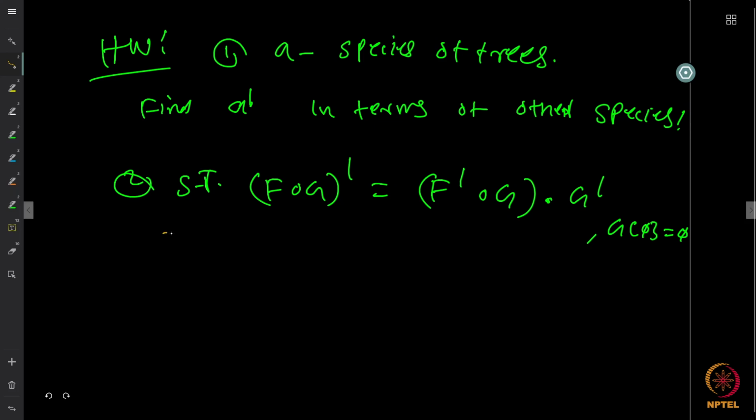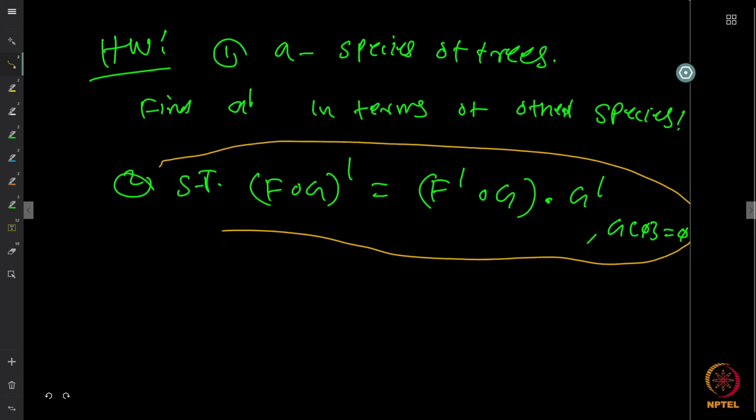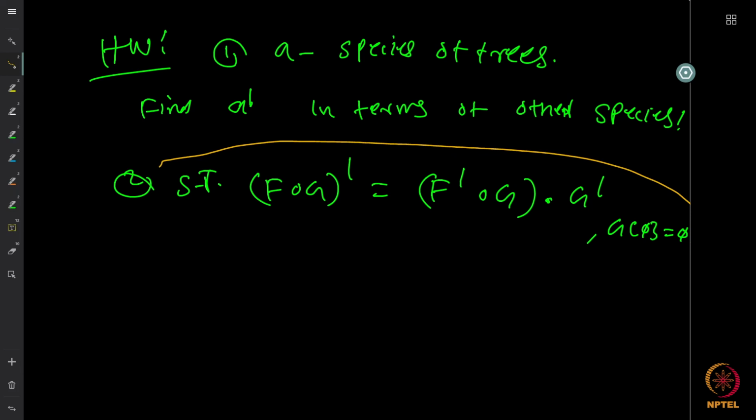Then show that the derivative of the composition F∘G is actually equal to the derivative of F composed with G, product with the derivative of G, G'. So F'∘G · G', where of course G of the empty set is equal to empty.